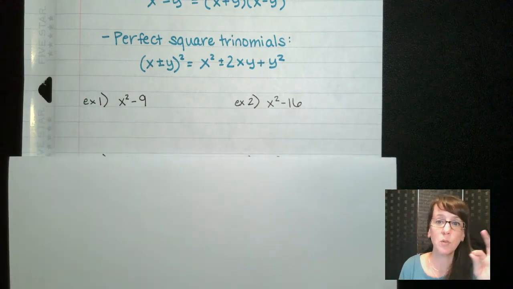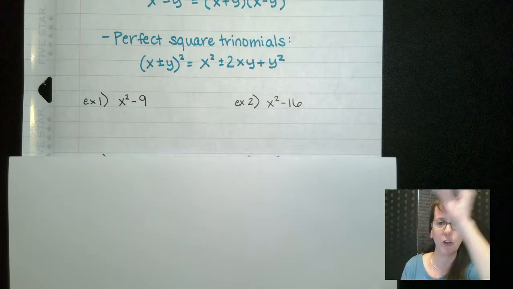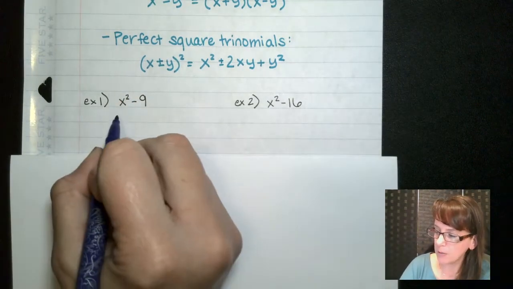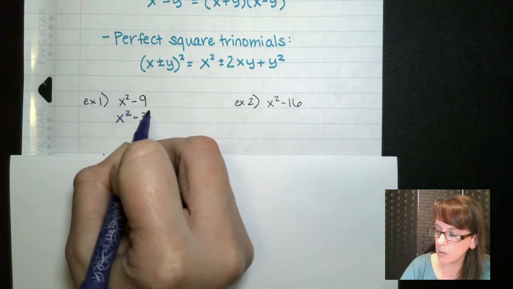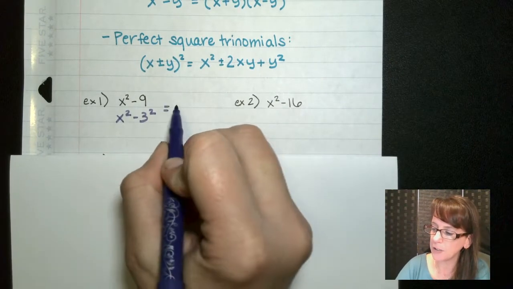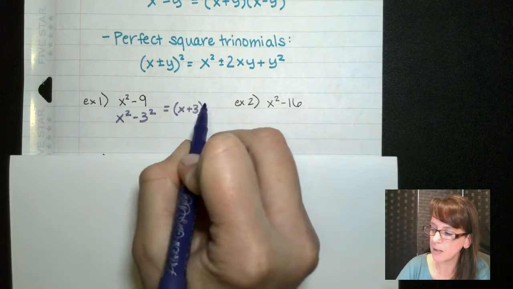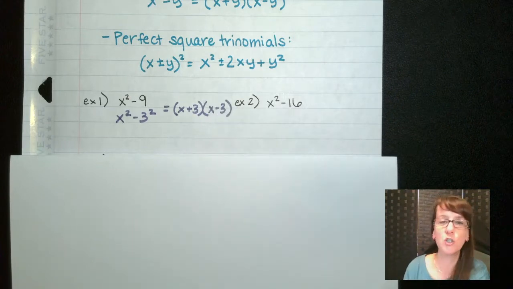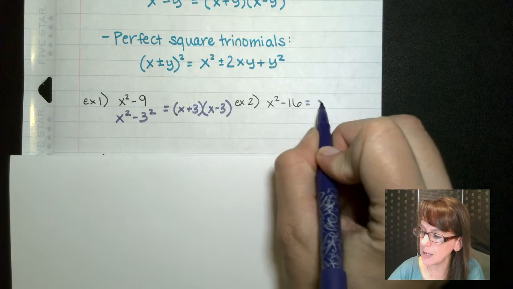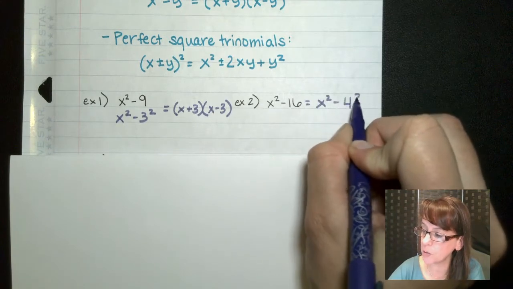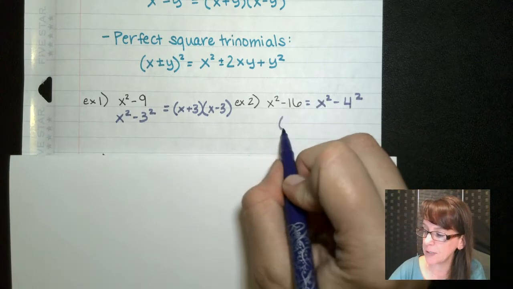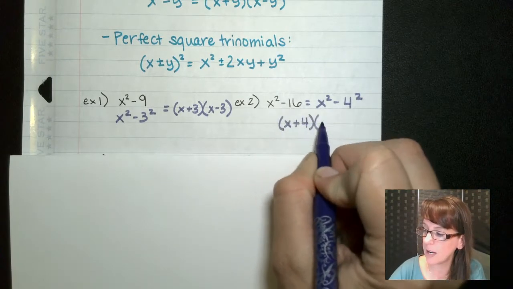Difference of squares means you have a perfect square minus another perfect square. Here, I have a perfect square minus a perfect square. If I needed to, I could rewrite it as x squared minus 3 squared, because that is what 9 is. This factors to be x plus 3, x minus 3, just like that. Again, I have another perfect square here. I have x squared minus 4 squared, because 4 squared gives us 16, which means this factors to be x plus 4, x minus 4.